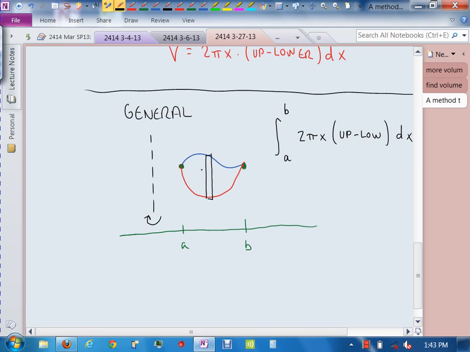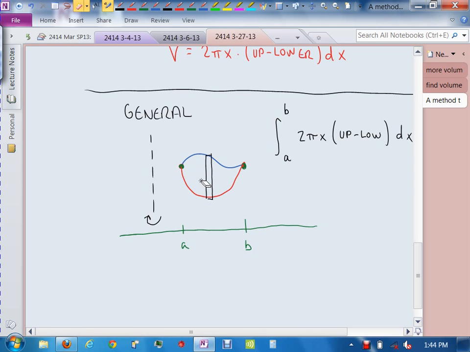In order to have a rectangle have an upper and a lower, or an outer and an inner, the outer and inner have to be different. They can't be part of the same curve. If I try and draw a rectangle sideways here and wrap that around as a washer, then the outer edge and the inner edge are part of the same curve, which means I can't. You have to have a different one on the out as you do on the in.